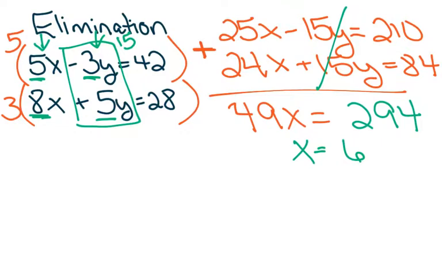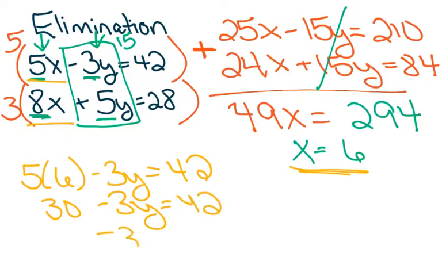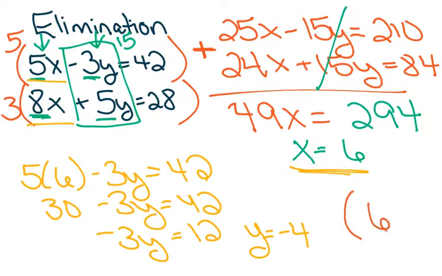Okay, now that we have our x value, we can take this and plug it into either one of these equations to figure out what y is. I'm going to do the first one. So 5 times 6 minus 3y equals 42. So I have 30 minus 3y equals 42. Minus the 30 over, careful with your signs, and divide both sides by negative 3. We get y equals negative 4. Now, just like on our other examples, please make sure your final answer is written as a coordinate point. So 6, negative 4.